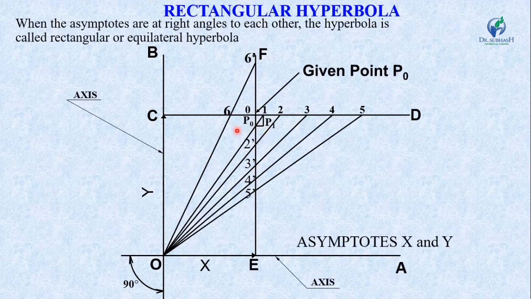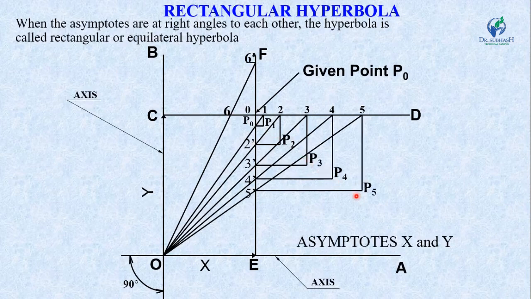Similarly, from point 2 dash draw a horizontal line, and from point 2 draw a vertical line. You will get the intersection point as P2, and similarly find the points P3, P4, P5, and P6. Now join all these points by a smooth curve. This curve is known as a hyperbola, or the rectangular hyperbola.